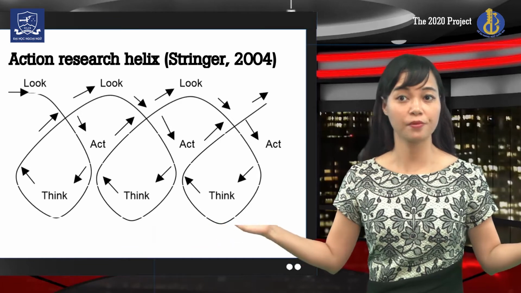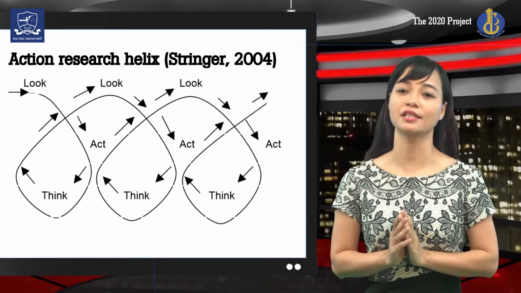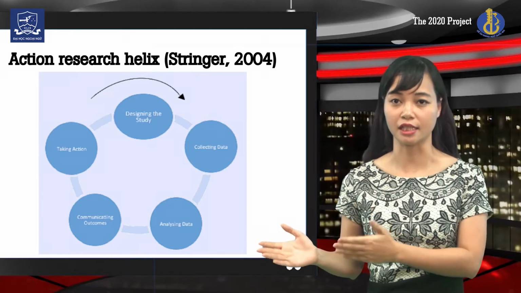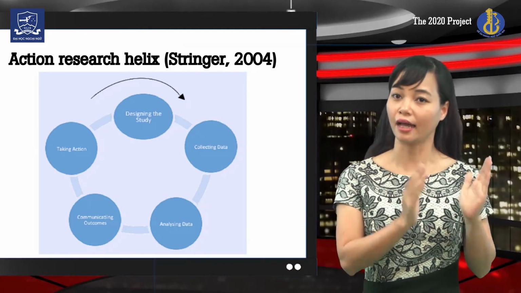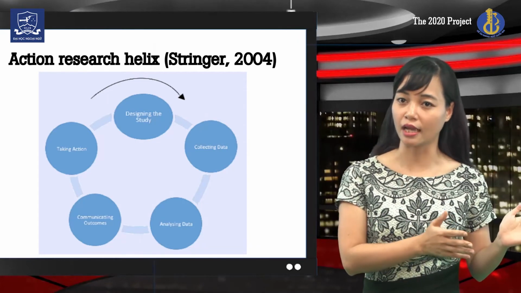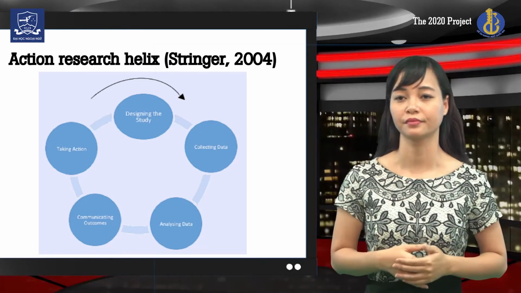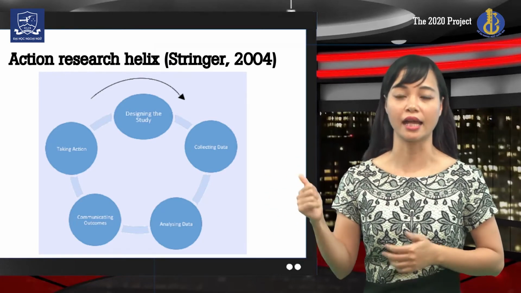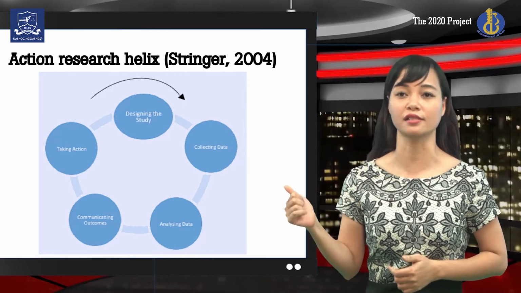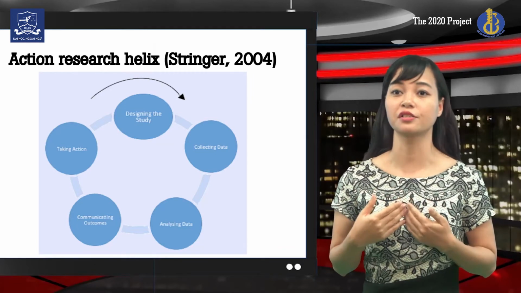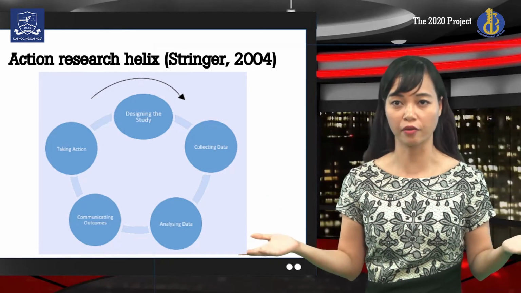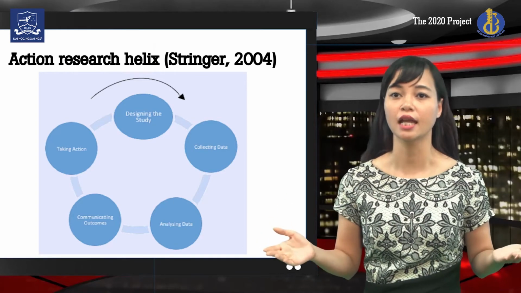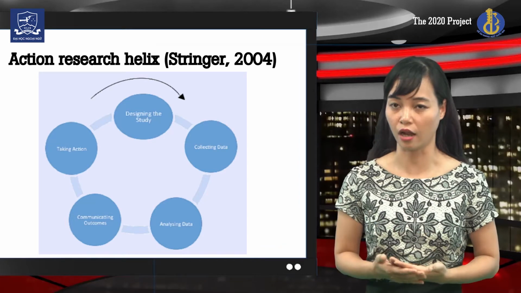To expand the key processes, let's have a look at the action research cycle. It consists of five key steps: designing the study, collecting data, analyzing data, communicating outcomes, and taking action. The first step in conducting action research is to identify and define the focus of the investigation. Researchers need to develop some questions about the area of their focus and design a plan to effectively study and answer the questions they've developed.